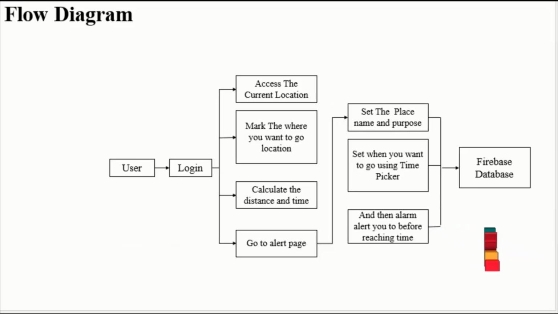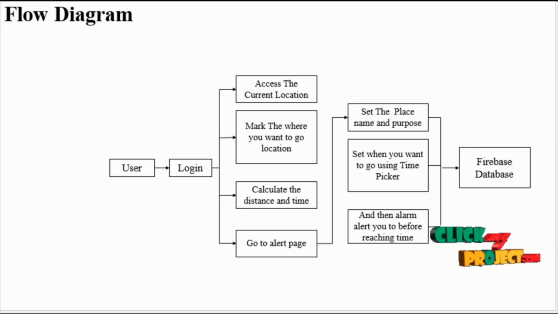Users can register or log into the app, then allow access to the current location from the user side, so that the app only accesses the current location. Mark the location where you want to go, using the marker icon, then calculate the distance and time.